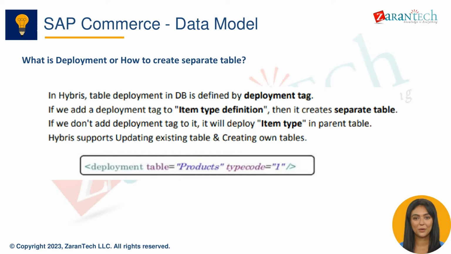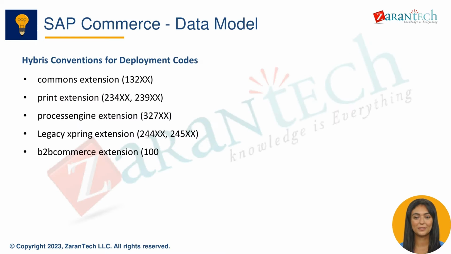Deployments in Hybris refer to separating item types into different database tables. Some conventions. Commons extension uses 132XX codes. Print extension uses 234XX, 239XX codes. Process engine uses 327XX codes. Xspring legacy uses 244XX, 245XX codes. B2B Commerce uses 10xxx codes. This segmentation improves performance and isolates concerns.